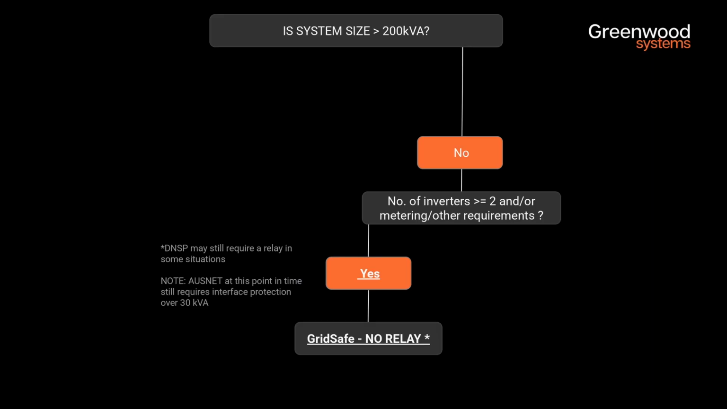You used to be able to, in the good old days, or the bad old days, but you can't do that. And if you get caught, well, it's up to you. And I've never really met people who do that now. Everyone just goes, hey, this is what we do. So, as Josh mentioned before, the DNSP may still require a relay in some situations, but good old AusNet, at this point in time, they still require a full grid-safe interface protection.